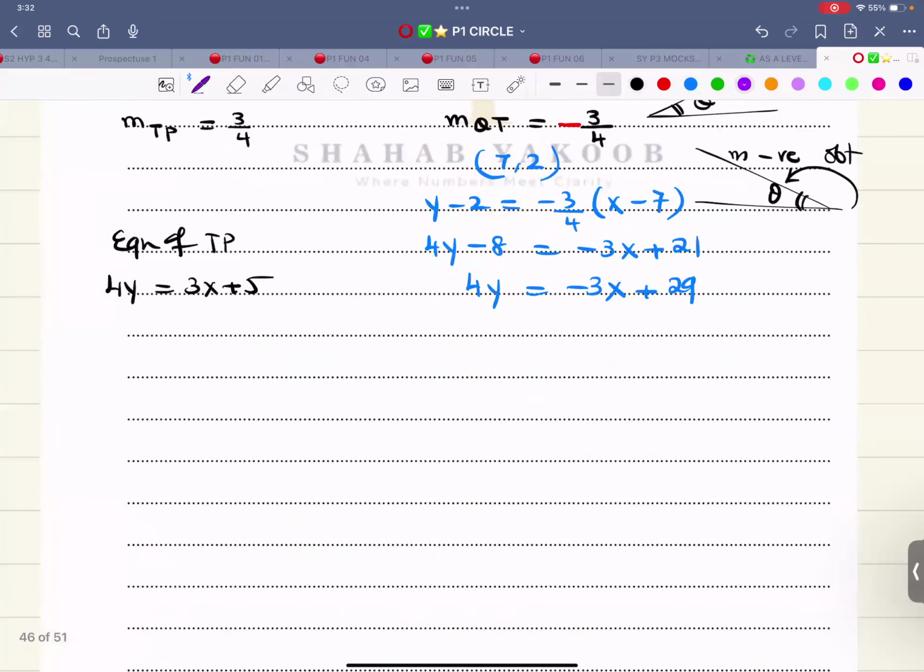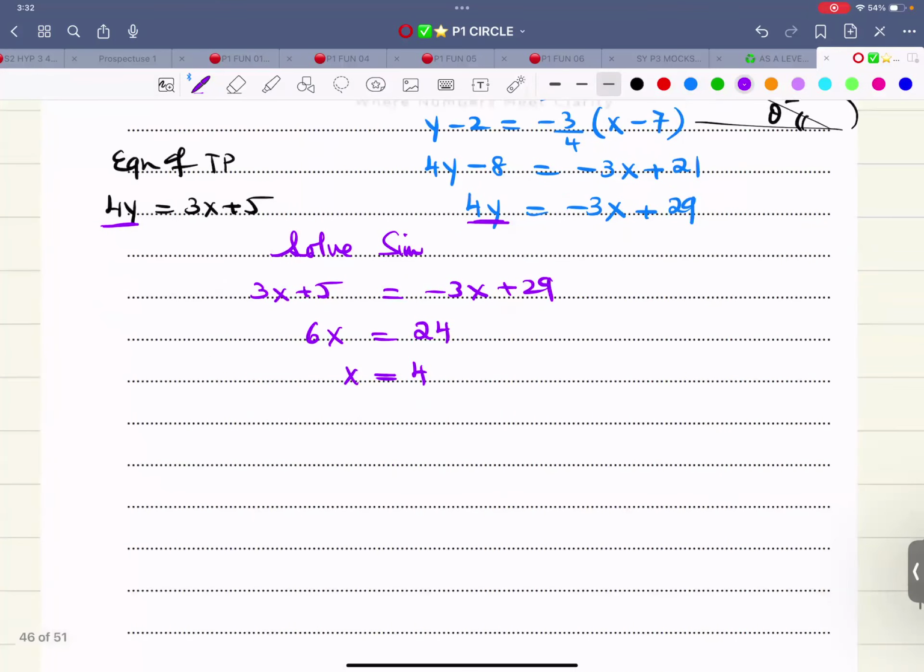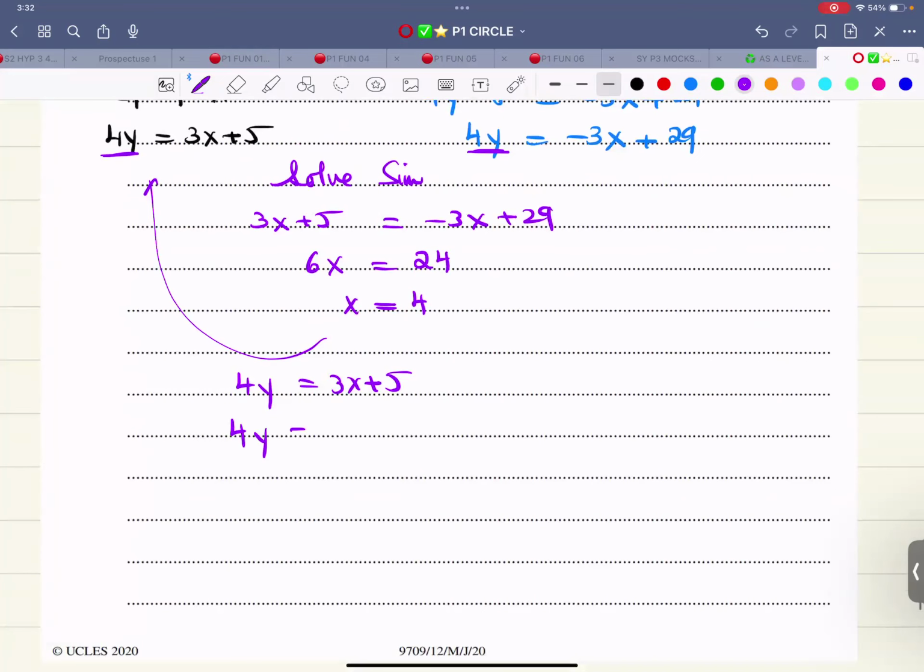Now solve simultaneously. It's good that this is also 4y, this is also 4y. Therefore, 3x plus 5 equals minus 3x plus 29. 6x equals 29 minus 5. That is 24. Therefore, x comes out to be 4. Plug in any one equation. I'll plug it in over here. 4y is 3x plus 5. 4y equals 3 4s are 3 into 4 is 12. So I'm just moving ahead of time. Plus 5, 12 plus 5 is 17.